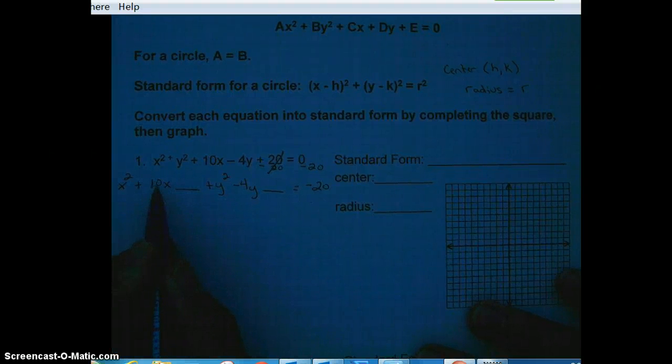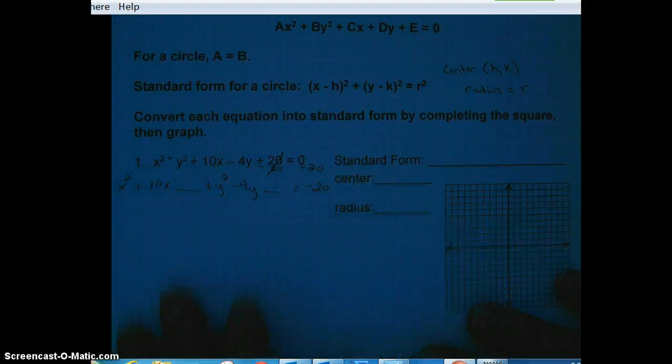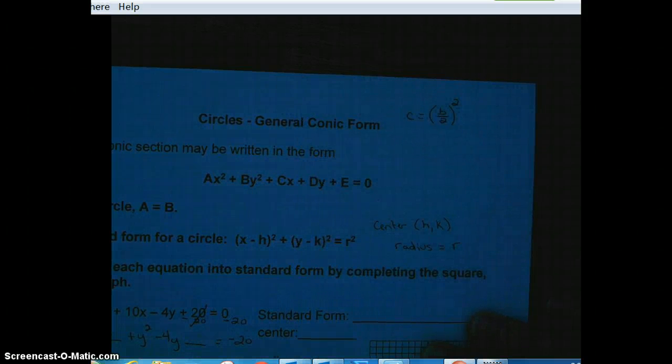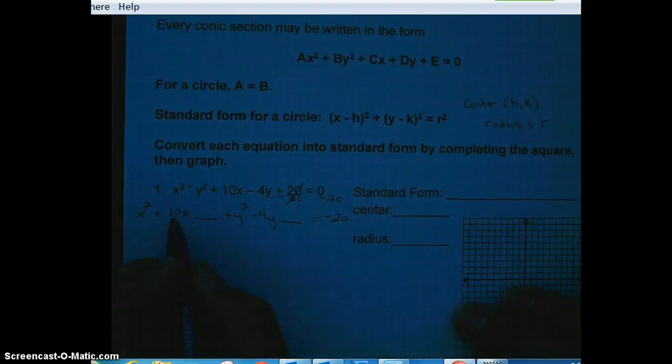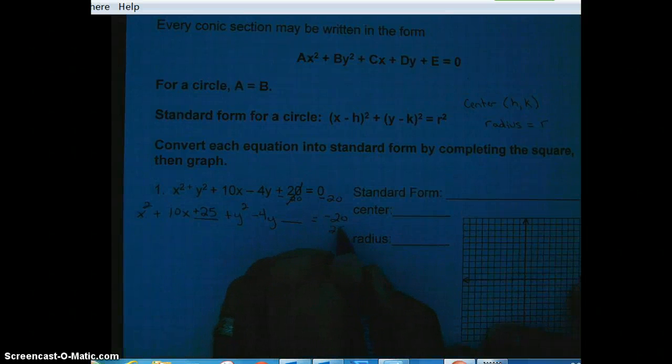Remember the formula for completing the square. Let's put it up here. C equals, you take the B value, cut it in half, and square it. The B value in this case is 10. Cut it in half, which is 5. 5 squared is 25. So I'm adding 25 here, so I have to add 25 on the other side.